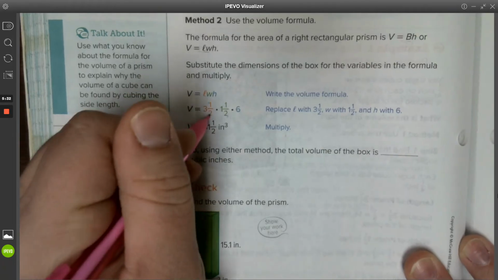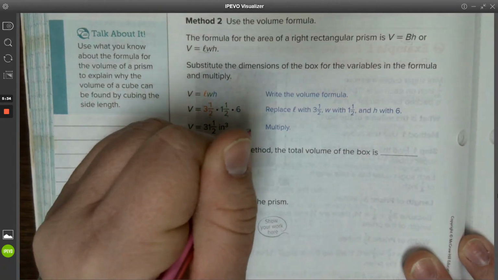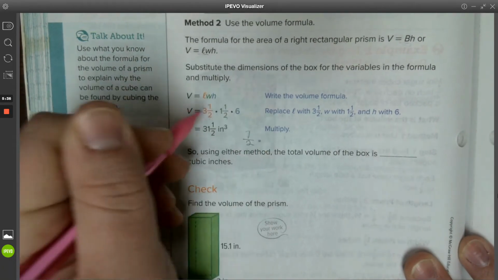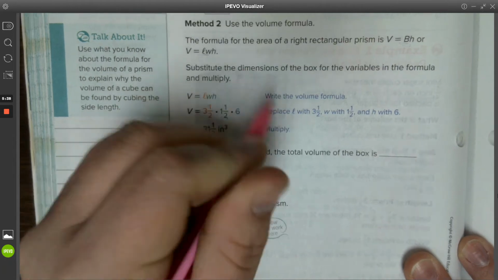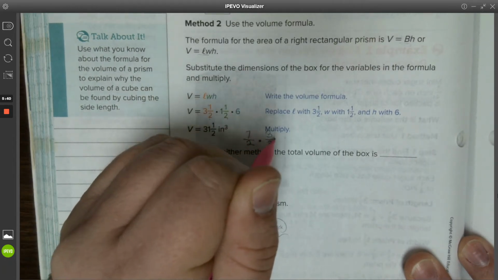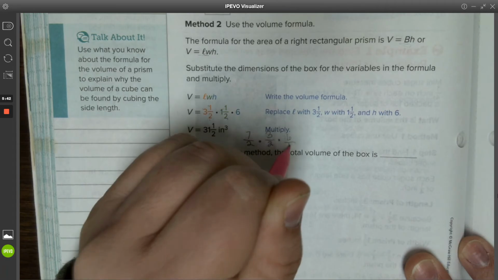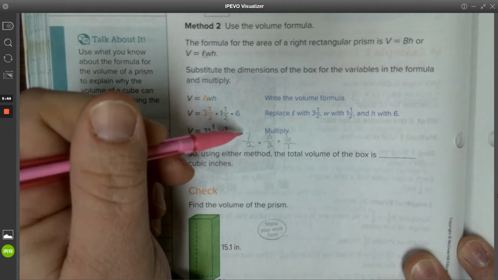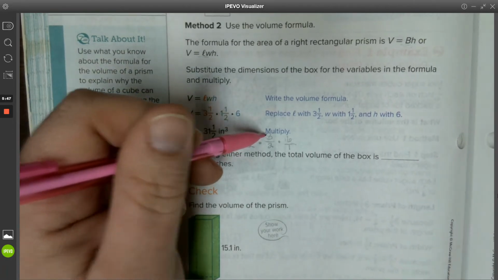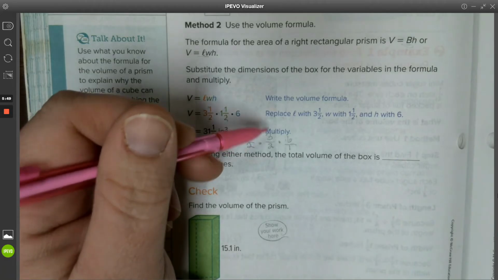3.5: 3 times 2 is 6, plus 1 is 7. So we have 7 over 2 times 1 times 2 plus 1 is 3 halves times 6 over 1. And we multiply straight across. 7 times 3 is 21 times 6.